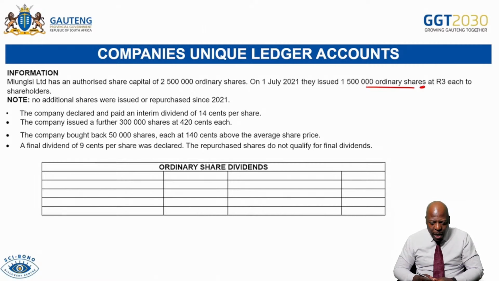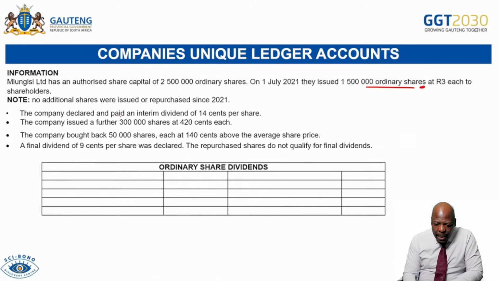Note, no additional shares were issued or repurchased since 2021. The company declared and paid an interim dividend of 14 cents per share. The company issued a further 300,000 shares at 420 cents each. The company bought back shares and the final dividend. Okay, so let's see how we can interpret all this information. Let's begin with the first part. The company declared and paid an interim dividend of 14 cents. So the company paid 14 cents.